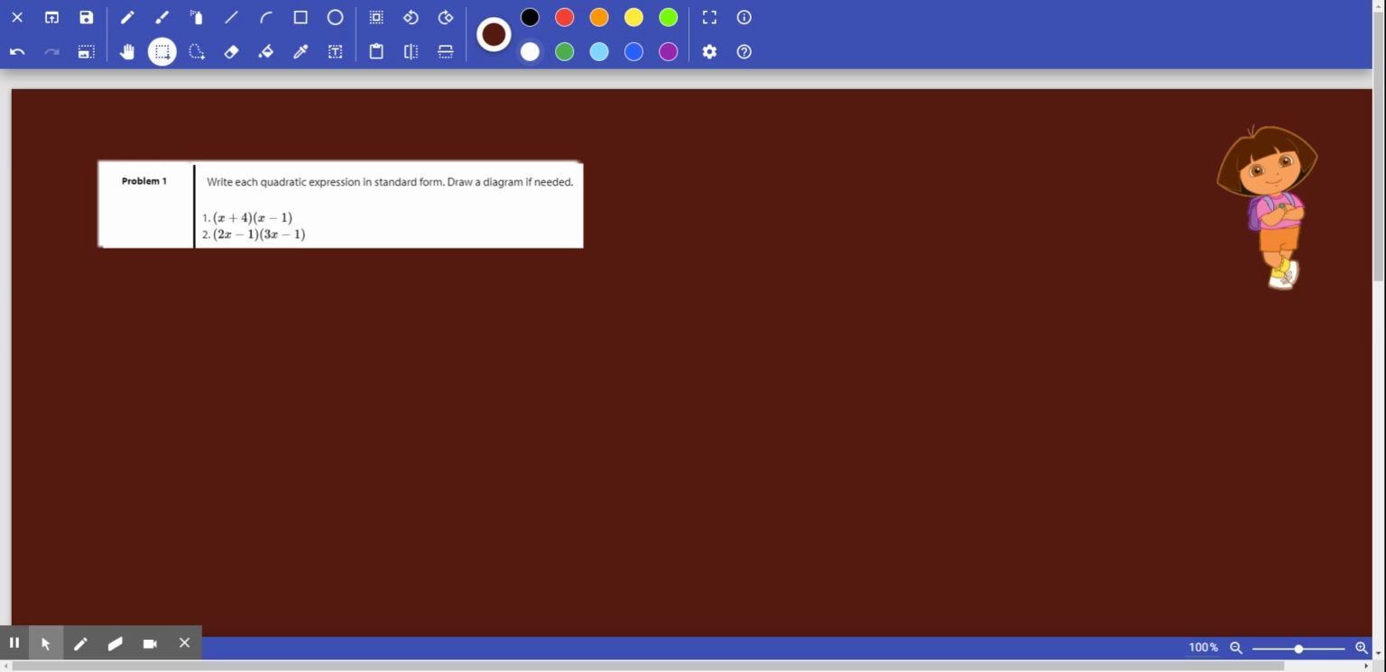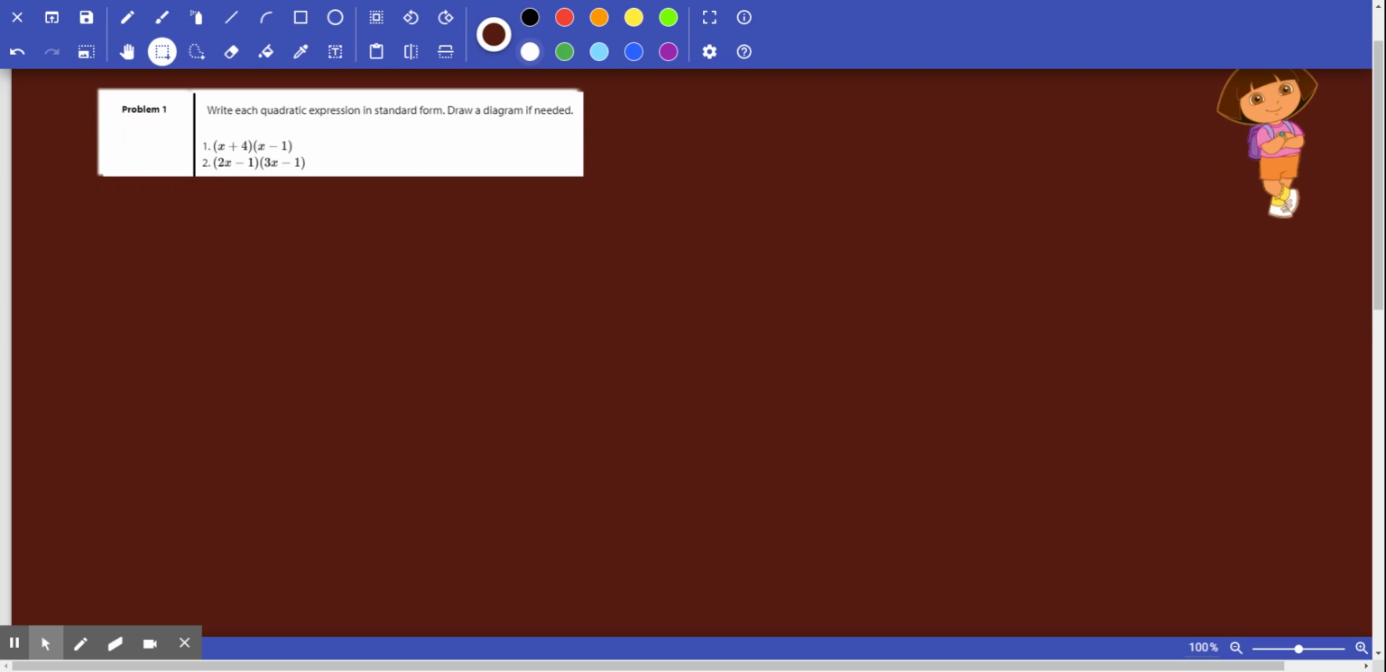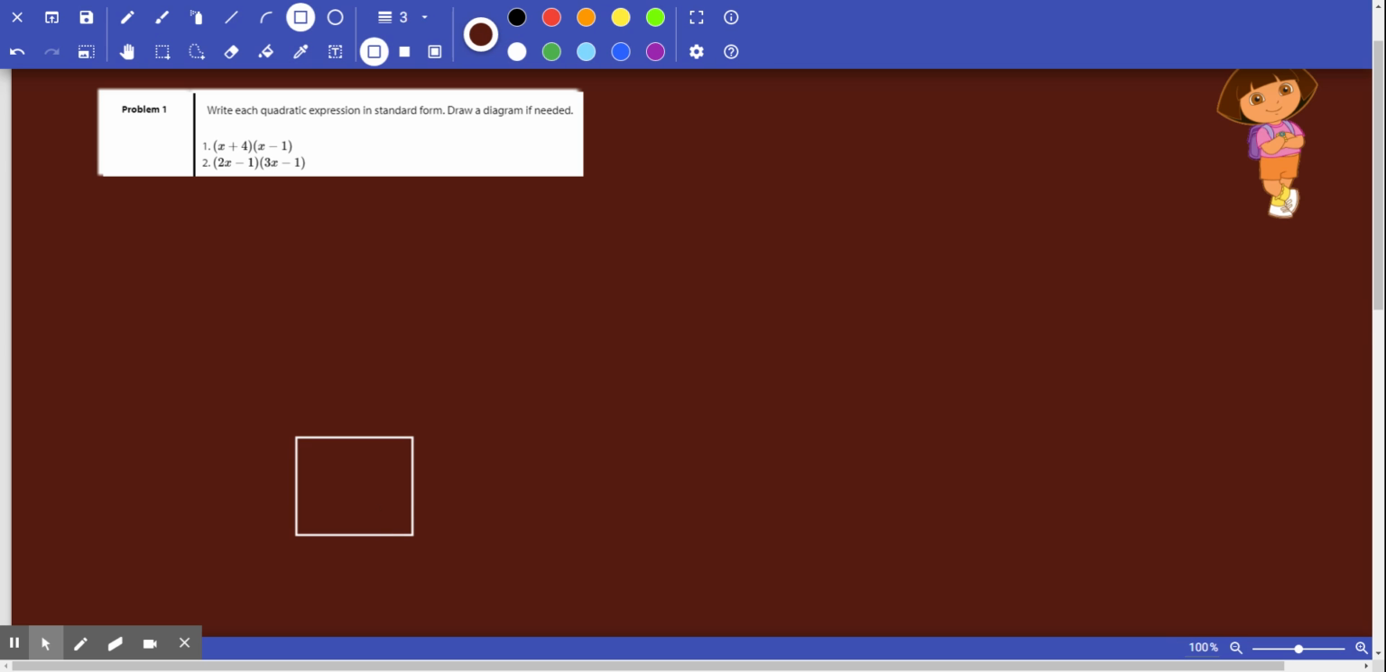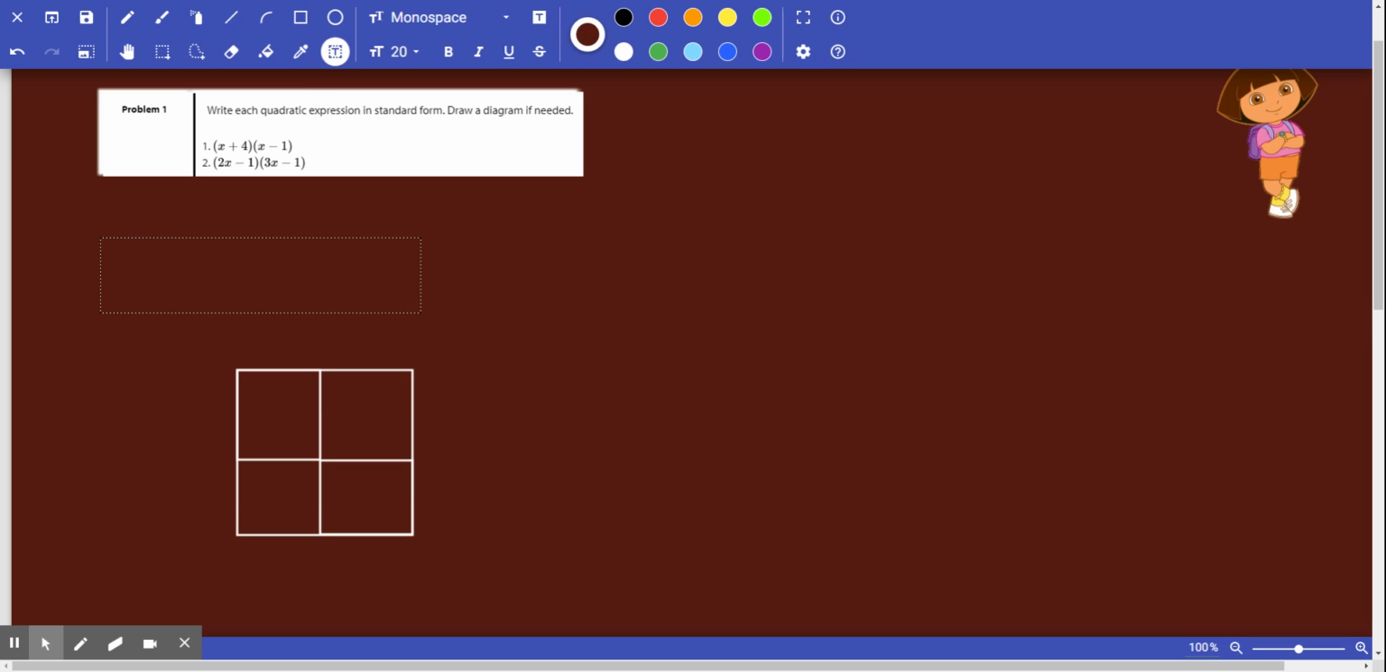All right, so on the first one, we'll make a diagram. And then on the second one, we'll use the FOIL method. All right, so I'm going to make my diagram right like this. And it's once again perfect, as always. All right, so the problem is x plus 4 multiplied by x minus 1. All right, so I'm going to pause for a second, point to Dora. What's the first step?